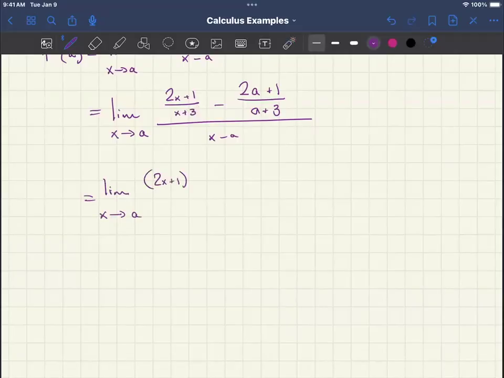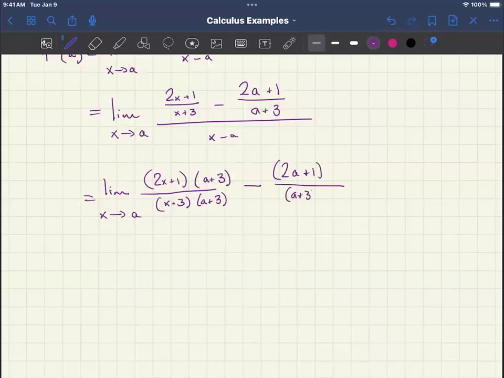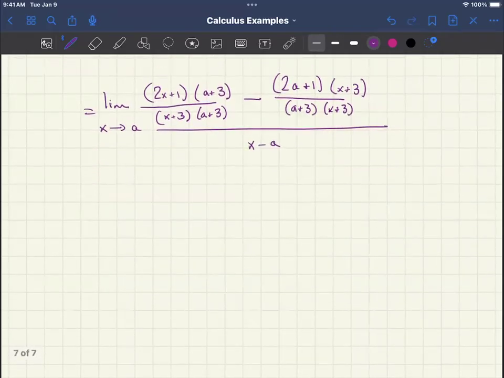So we have our first fraction, we are going to multiply by a plus 3. And if we do it to the bottom, we have to do it to the top. So it's basically multiplying by a fancy 1. For our second fraction up here, we already have the a plus 3, so we are going to multiply on top and bottom by x plus 3. And this whole thing still lives over x minus a. So there's a lot of writing and rewriting, but it's important that we don't lose anything when we're working through this. So we do have to rewrite everything.